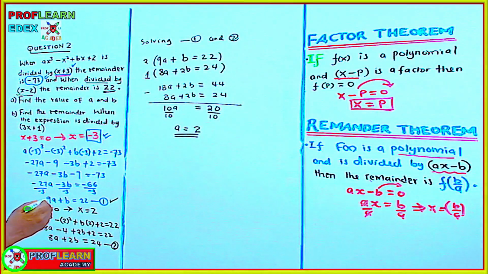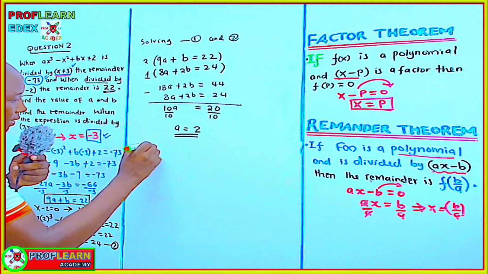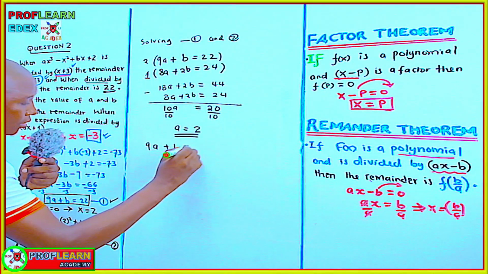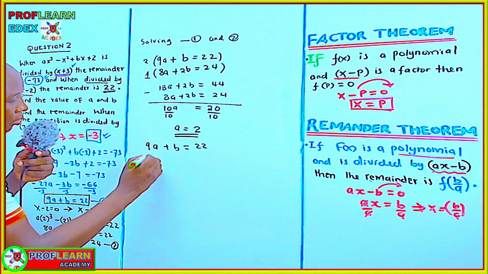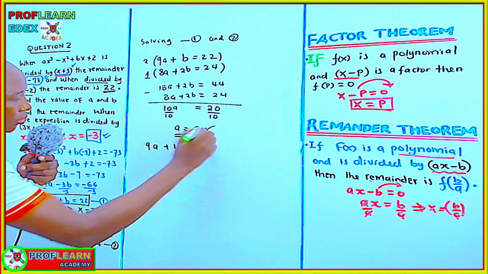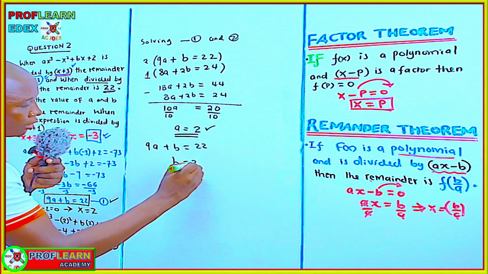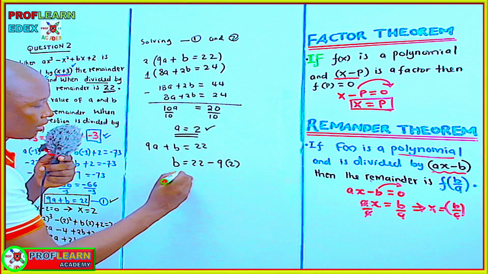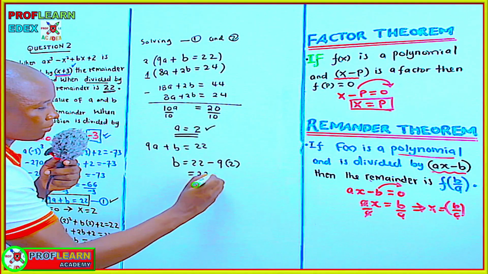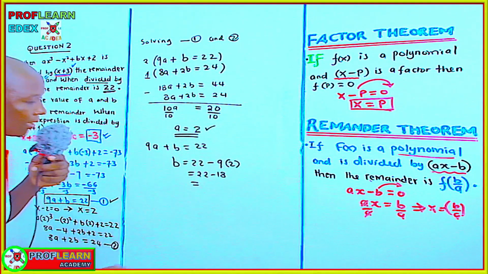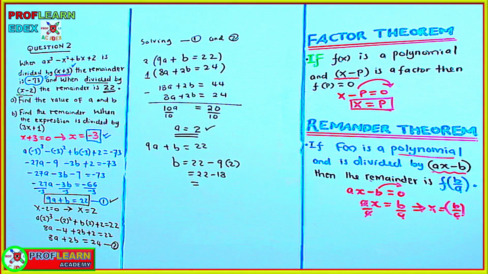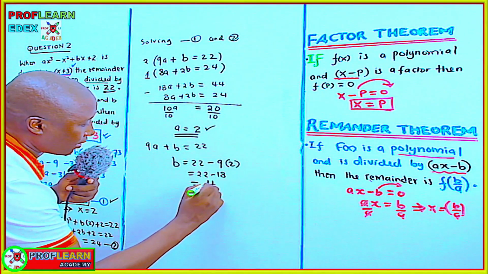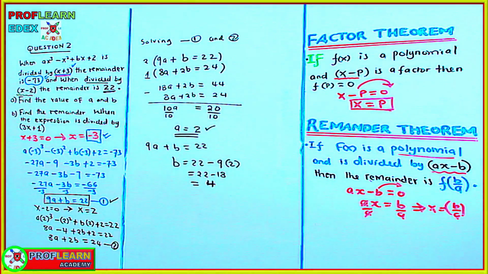Equation number 1, where is it? Here it is. So we're going to say 9a plus b is equal to 22. But we know a is equal to 2. We need to find b. So b is going to be 22 minus 9a, and 9a is 18. That is going to be 22 minus 18. And our final answer becomes what? Can you check? Our final answer becomes 4.